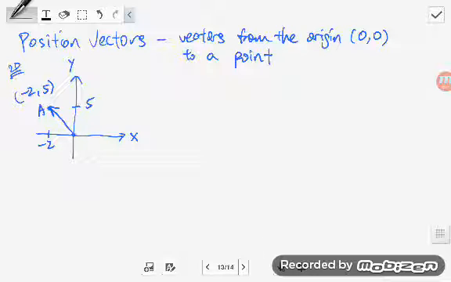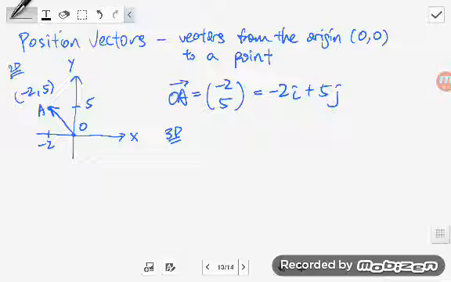Then the position vector of OA, my O is the origin. Normally we give the point at the origin O to represent the origin. So the position vector of OA is -2, 5. This is in the column vector form, or if I use the unit vector form, it will be -2i plus 5j.